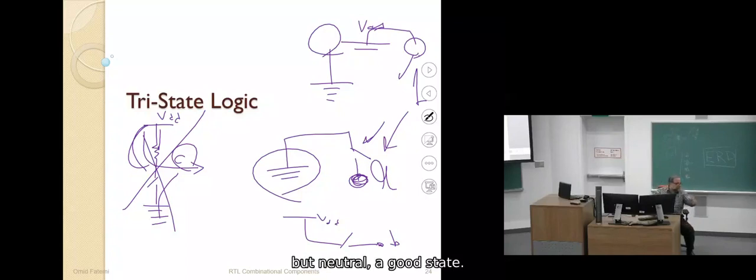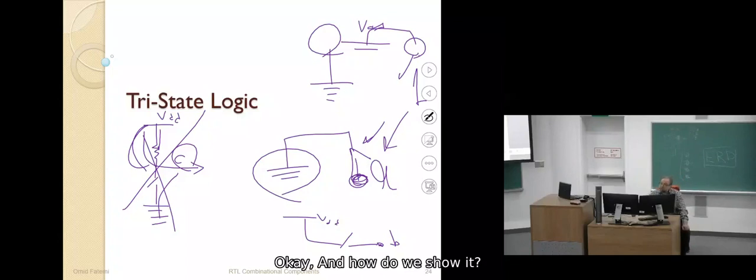We don't call it neutral, but neutral is a good state. We call it high impedance. The impedance, you know impedance, resistance. So it is something float. It has not connected to any place. So it is something in the space with high impedance. The resistance to any place is high. This is a high impedance, open. It is infinite impedance there. So it is high impedance, okay?